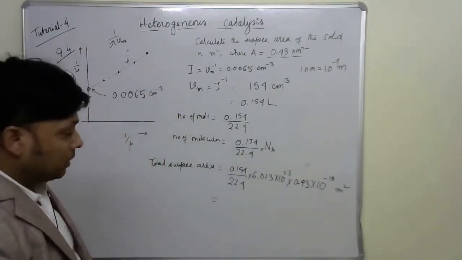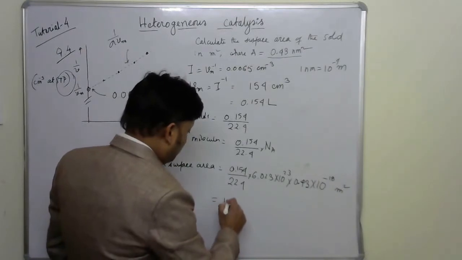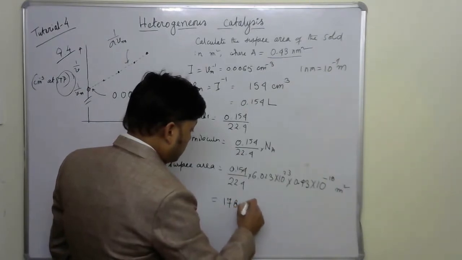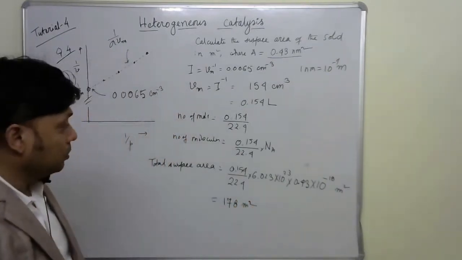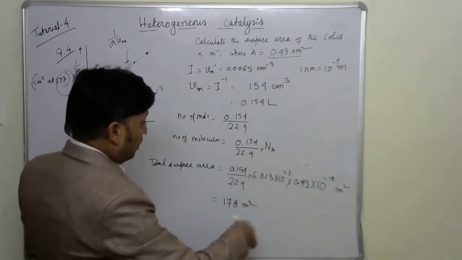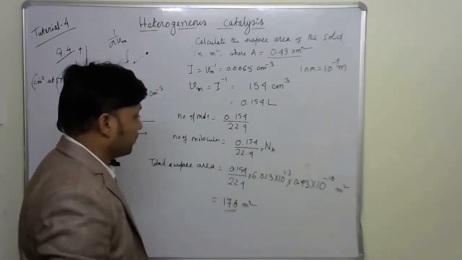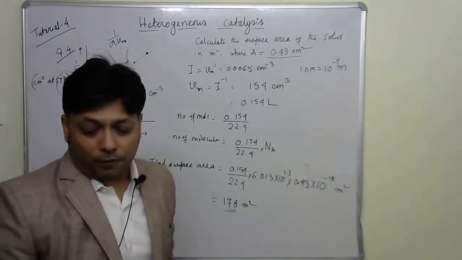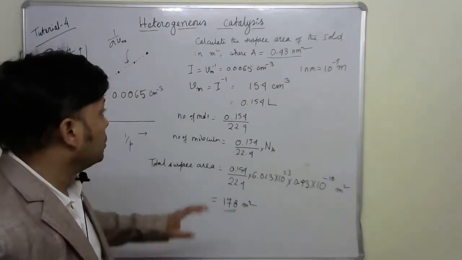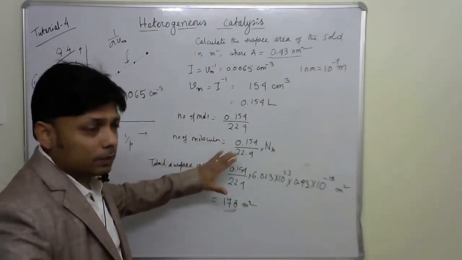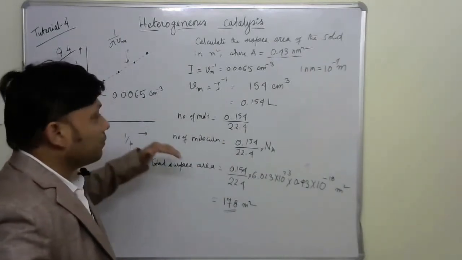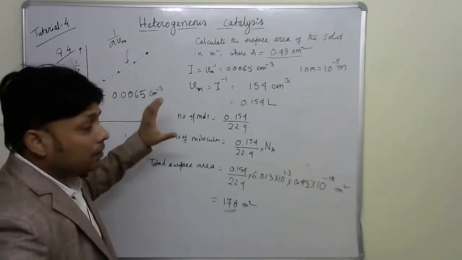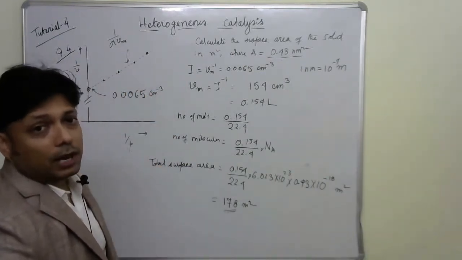So we have to solve it. If we solve it, the final value would come somewhere near about 178 meter square. Okay, so you can try that out, whether you come to this value. All right, so this is the approach to solve this problem. In fact, this is the practical method by which, using Langmuir's equation, one can assess the surface area of a solid. And the data that was given was taken from a practical experiment. So these are some real life data.